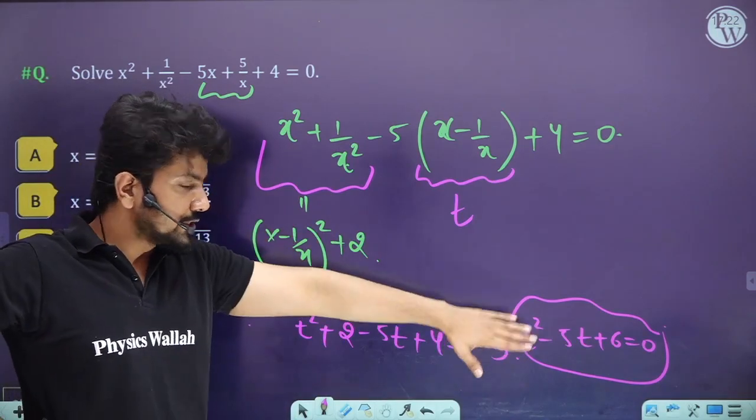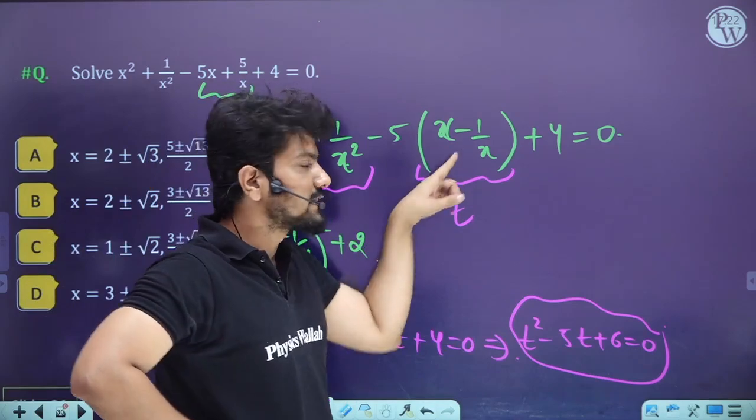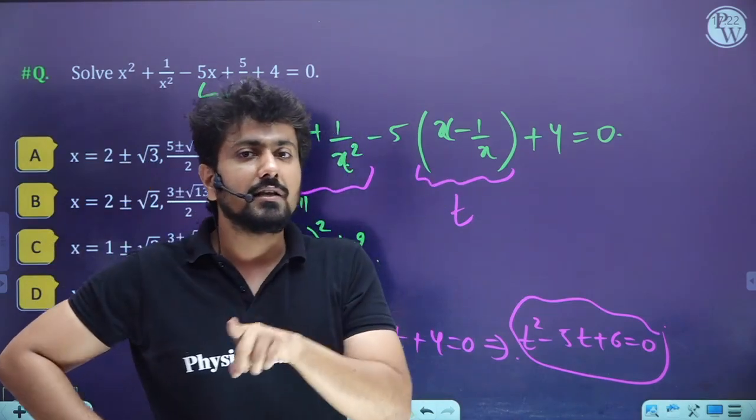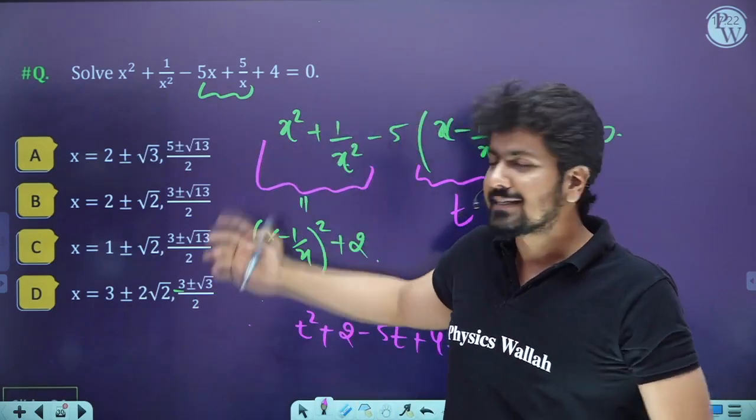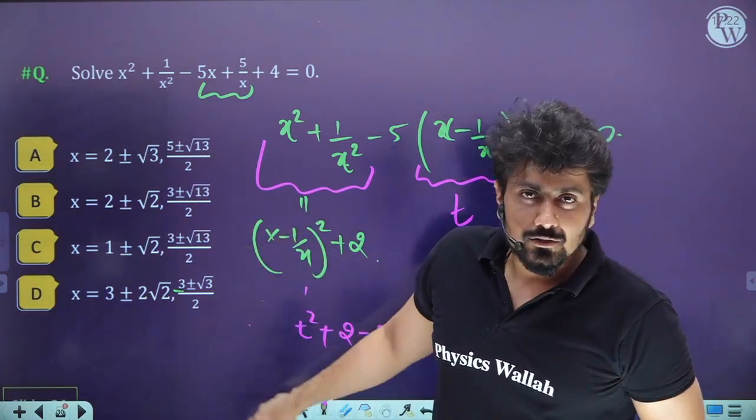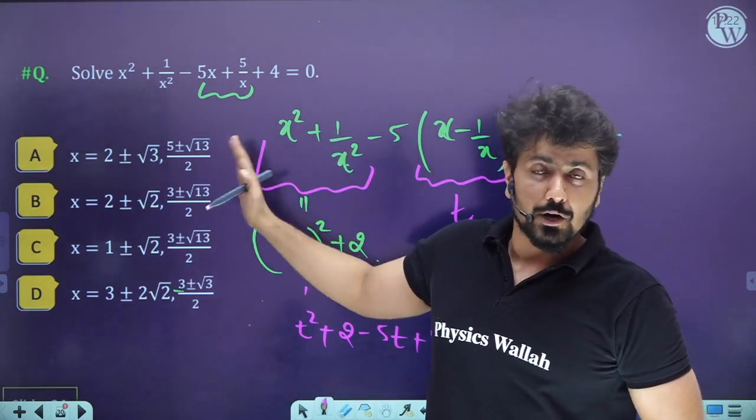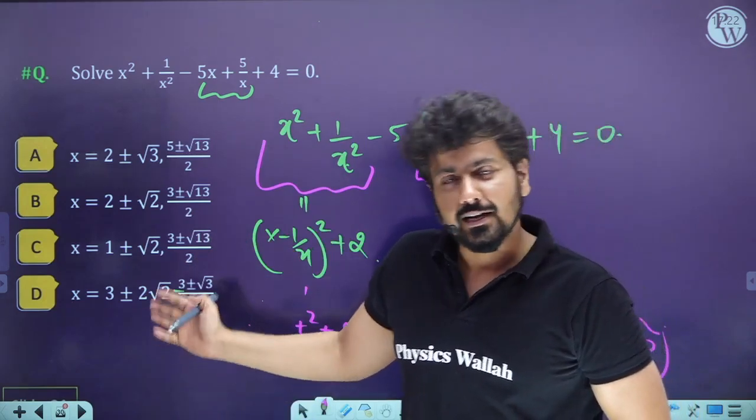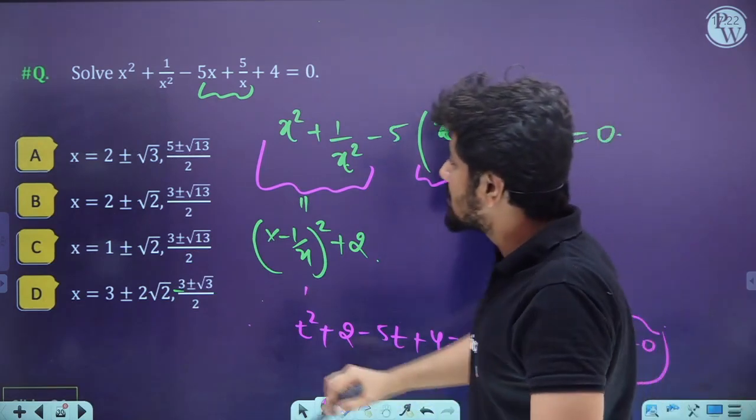From this equation, first of all, we get the value of t. Okay, t is what? x minus 1 by x. So from there, we will get the values of x. So that's what they are asking: what are the values of x satisfying this equation? Okay, comment the answer for this question in the comment section. Let me know if you are able to solve this question. And of course you are. So this is the homework question for all of you.